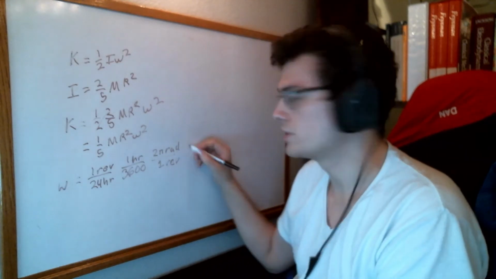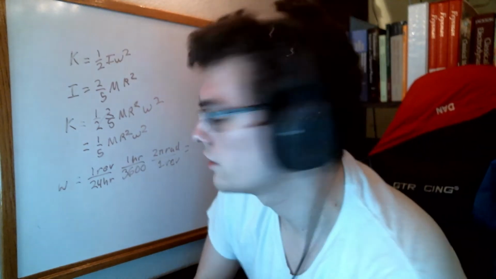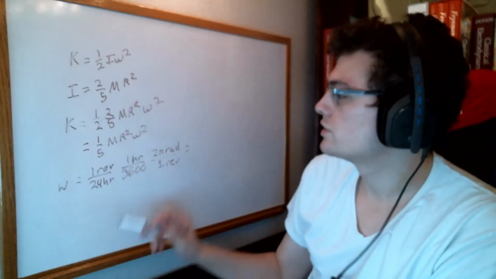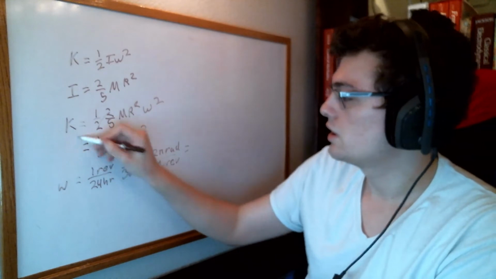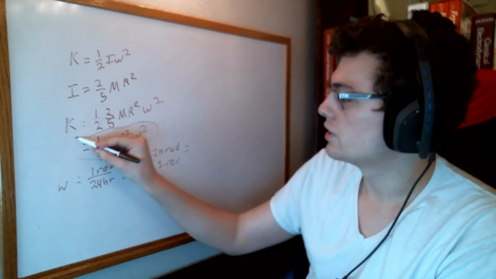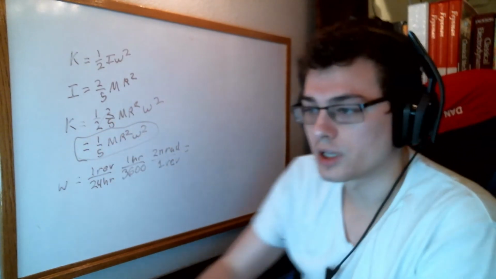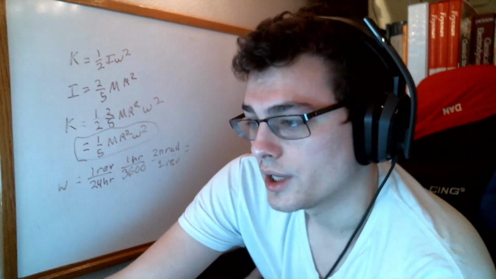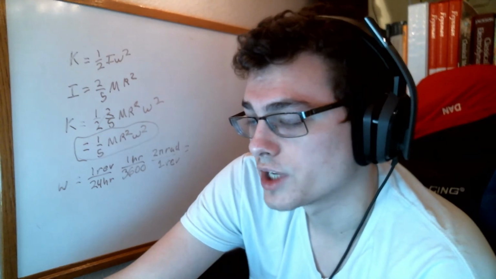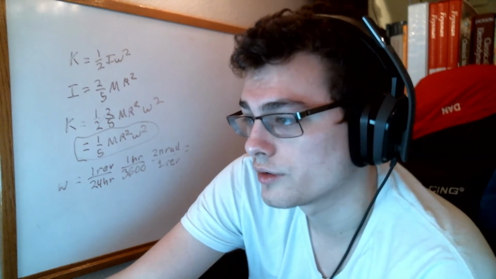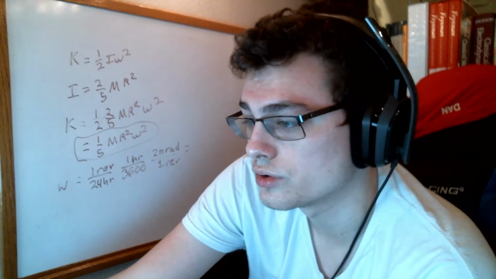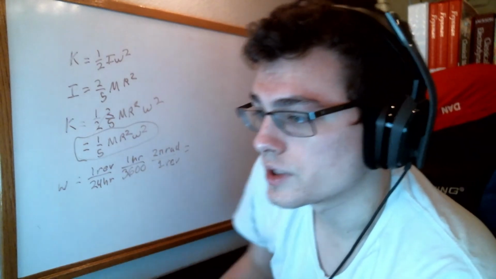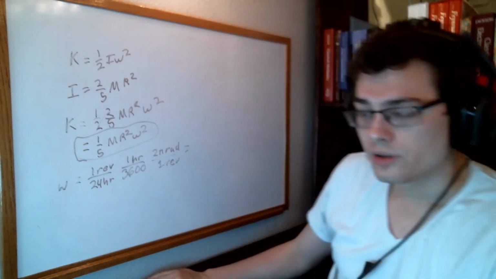And so then this will yield the value of omega for the Earth. And so then you just plug this into your K here, and that will yield you the kinetic energy of the Earth, or the rotational kinetic energy. And so then we have to say, okay, what is the rotational kinetic energy of the Earth due to its orbit around the Sun in joules? And so we use the same formula.